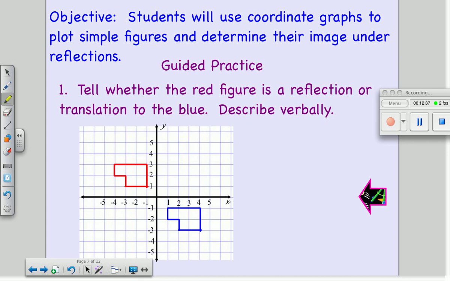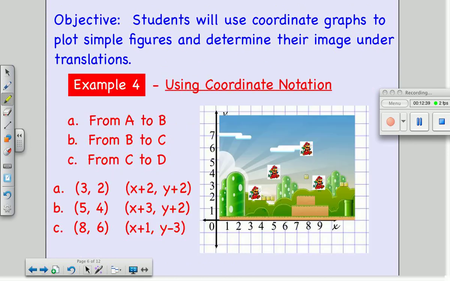Let's go to the guided practice. Yes, I know I'm skipping one. I'm going to go ahead and skip that one. We're not going to do that. Okay? I'm going to skip that.